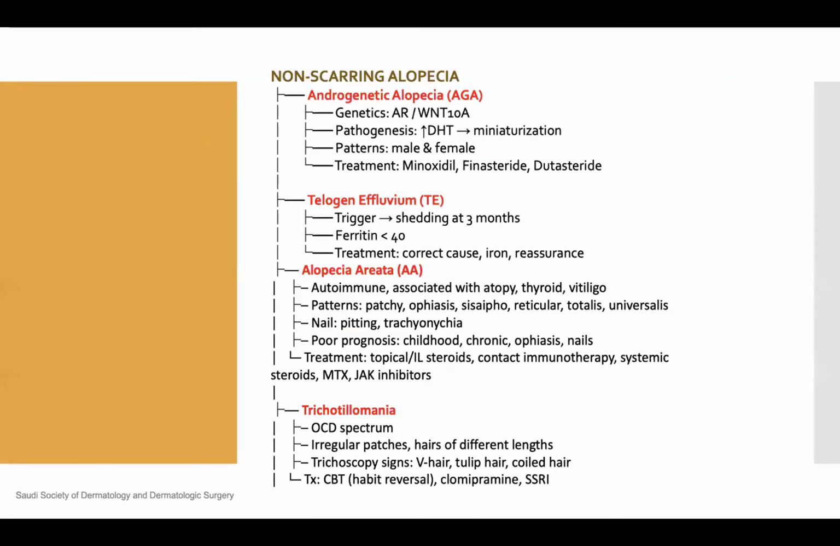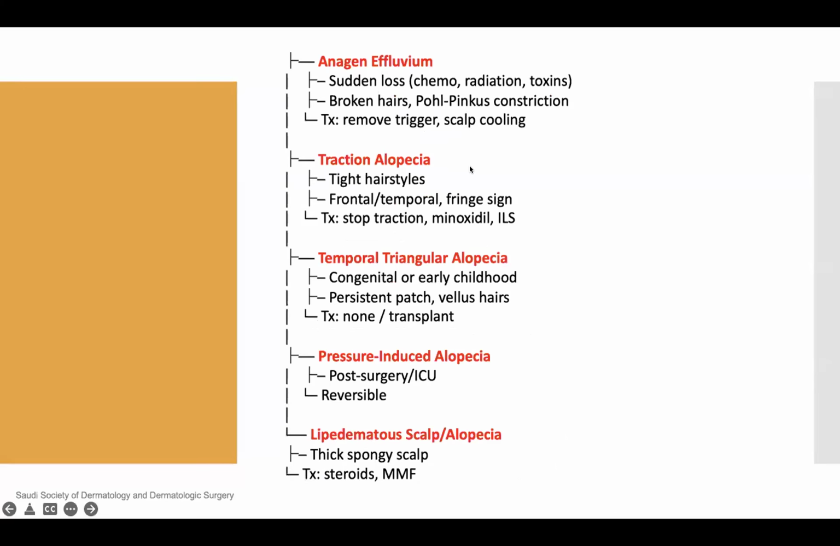So finally, now we are done with hair loss disorders. This is a summary of what we mentioned from scarring and non-scarring types. To summarize, non-scarring alopecia: we have androgenetic alopecia, telogen effluvium, alopecia areata, trichotillomania, anagen effluvium, traction alopecia, temporal triangular, pressure-induced, and lipedematous scalp alopecia.